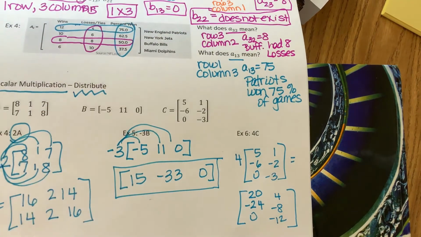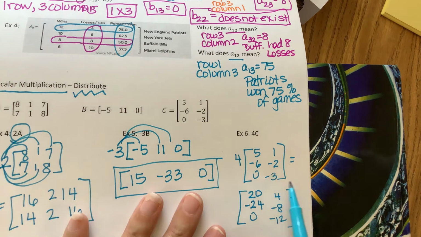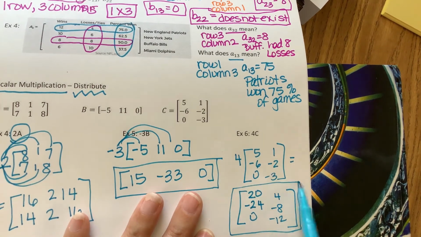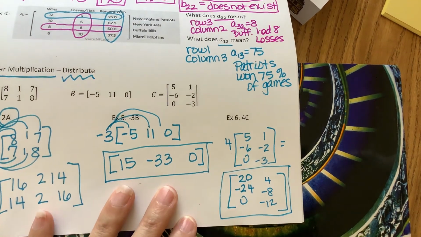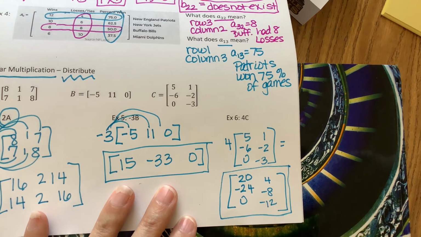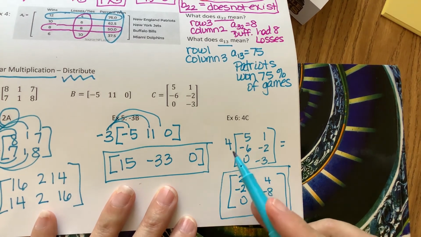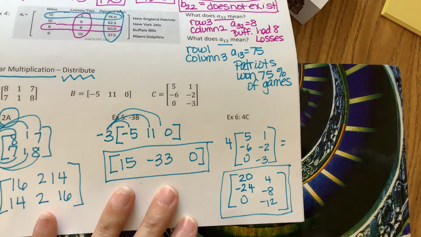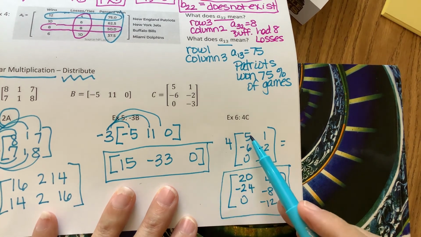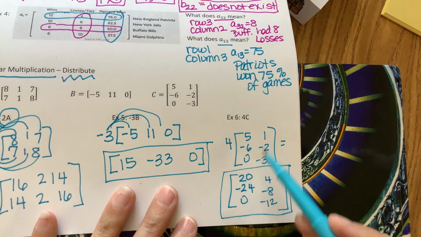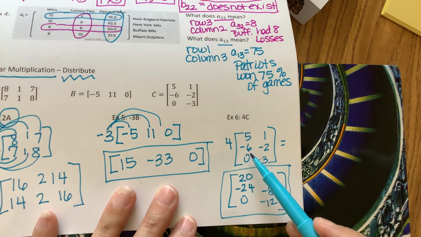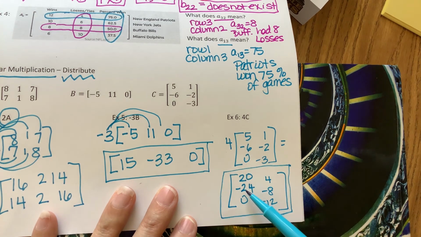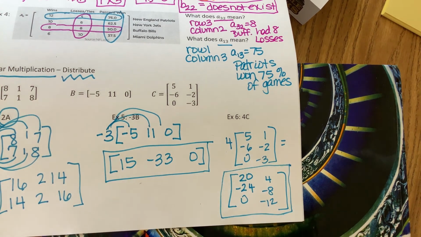And again, matrices don't use commas. It's all about spacing. So make sure your spacing is right and everything is lined up. So 4C just means 4 times all of the elements of matrix C. So you're just doing 4 times 5, and that 20 goes in the same spot the 5 was in. 4 times negative 6, that negative 24 goes in the same spot the negative 6 was in. So the things aren't moving around. They're staying in those same spots.